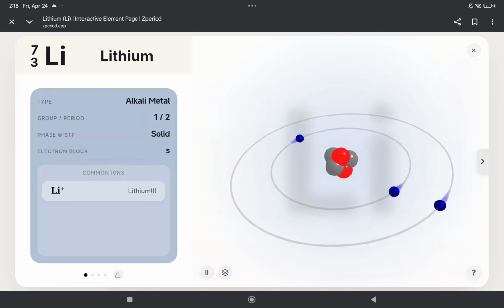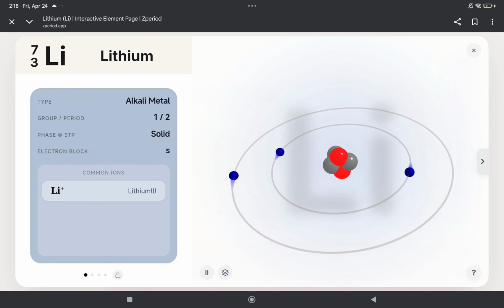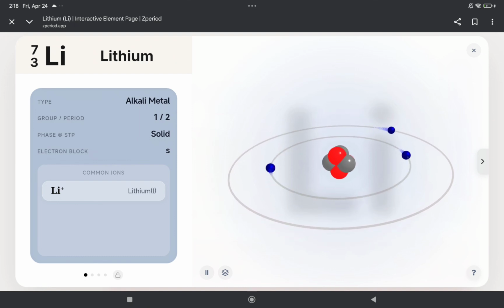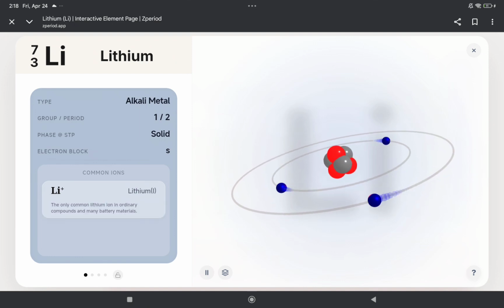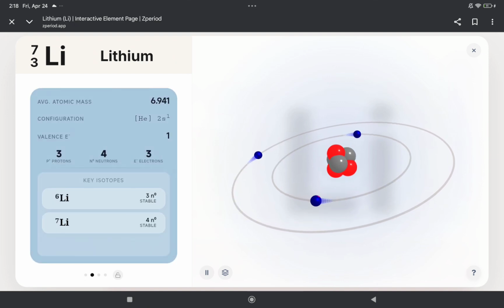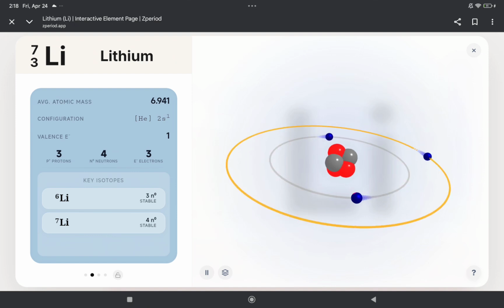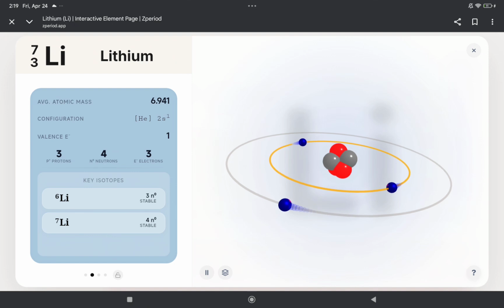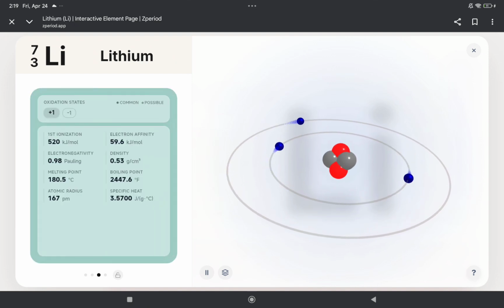Next, the third element is lithium, an alkali metal, and it's a solid metal. And the electron block is S. So let's make lithium. The most common uses of lithium are in ordinary compounds and battery materials. Got it. So there are 3 protons and 3 electrons. 1, 2, 3. So there are 2 on the first shell and 1 in the second. How do we know that? So we need to go to the shells.